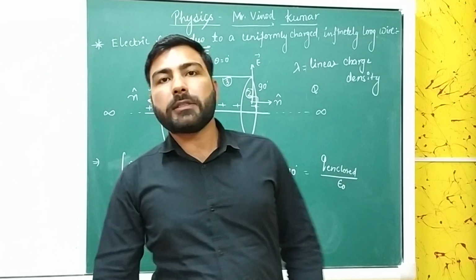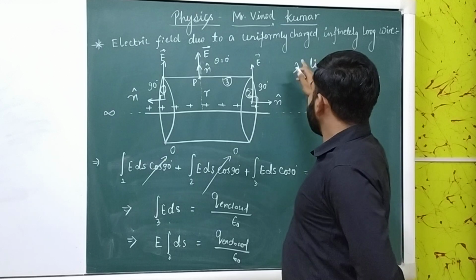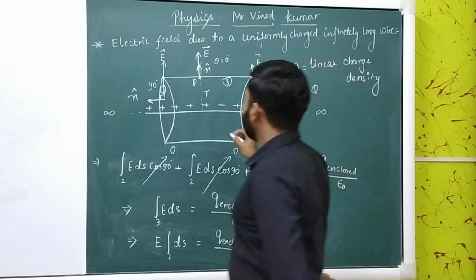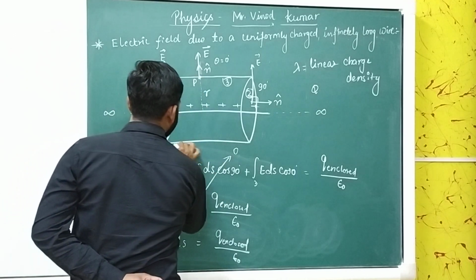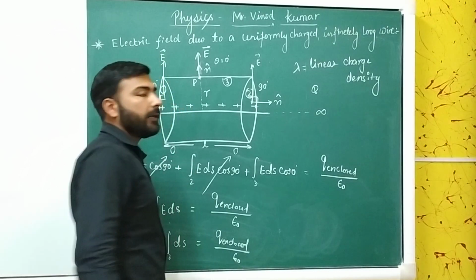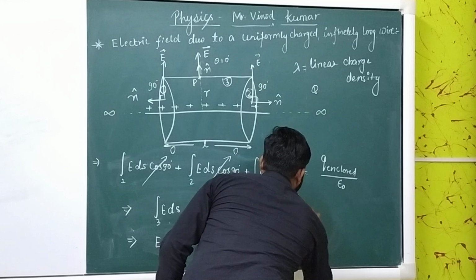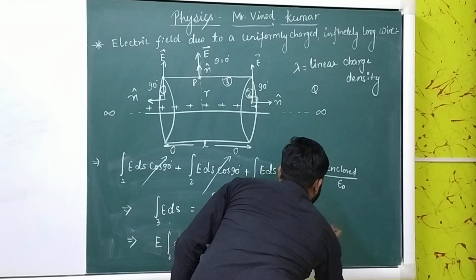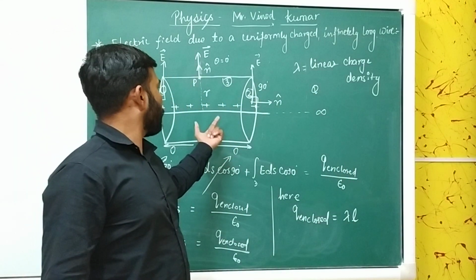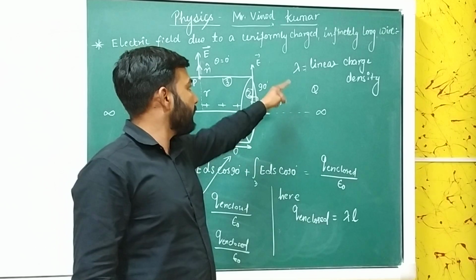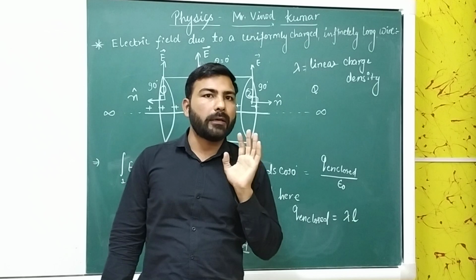What is the charge enclosed in this Gaussian surface which we have made here? Okay. So the charge density is lambda, and if the length of this cylinder is L, then the enclosed charge Q enclosed will be lambda into L, where lambda is the linear charge density of the given straight wire, which is infinitely long. The one word coming here is infinitely long.